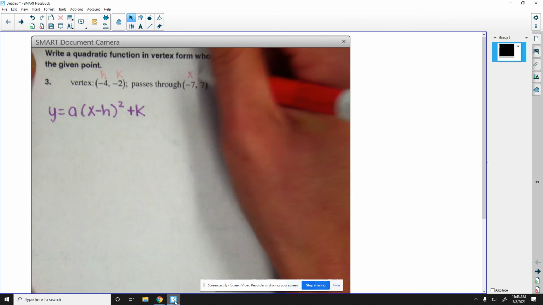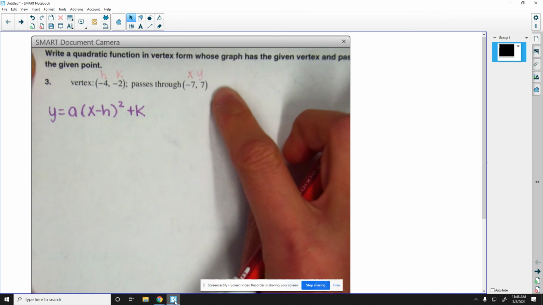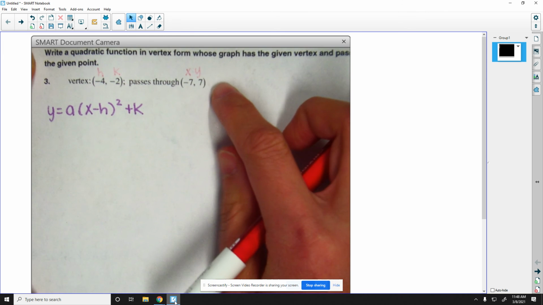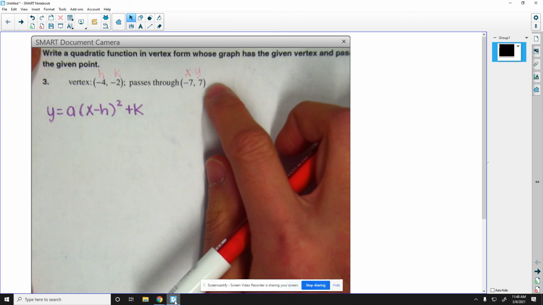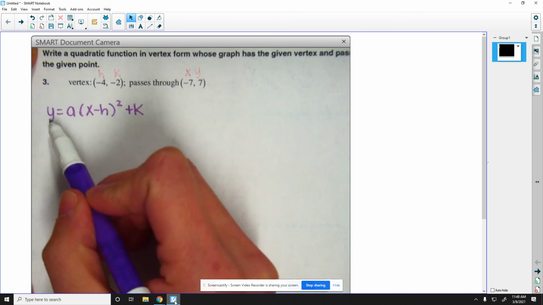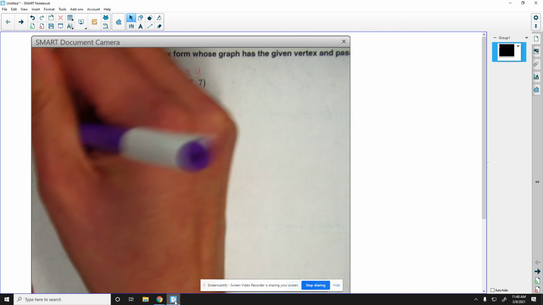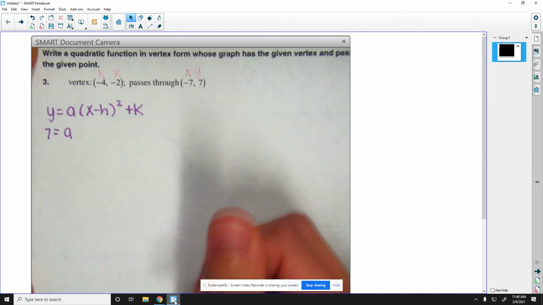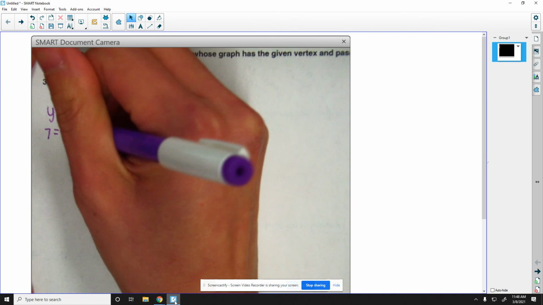X and Y, right? So whenever people give you a point, they're not giving it to you because they want you to know something random. It's because they want you to use it as an X and a Y. So I'm going to substitute it in. So Y, I see a 7. So 7 equals A. I don't know A, so I'm leaving it as A.